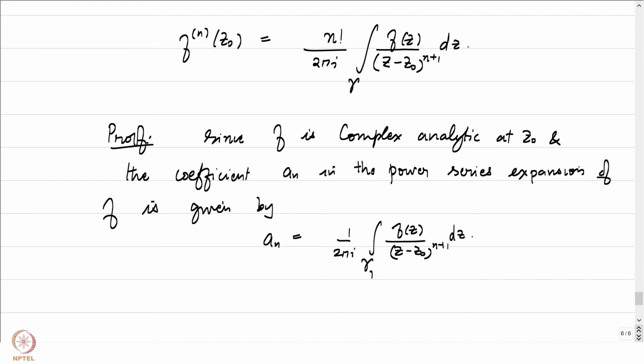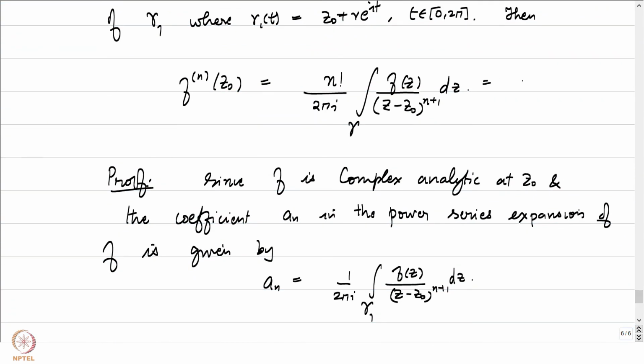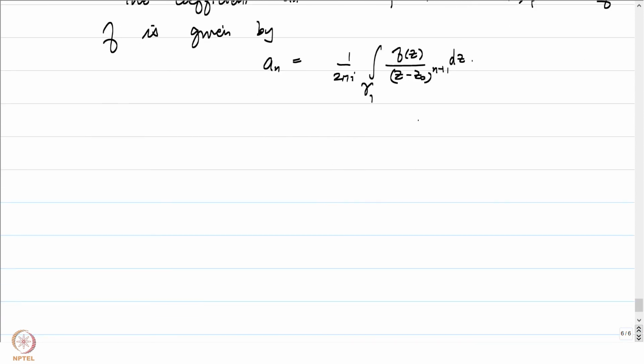Now, since gamma is homotopic in omega minus z0 to gamma 1, this is also in particular equal to the integral over gamma of f of z by z minus z0 to the power n plus 1 dz, by Cauchy's theorem. Since the a_n are the coefficients appearing in the power series expansion of f, we know from our knowledge of power series, which we developed in weeks 2 and 3, that the coefficients a_n can be written in terms of the nth derivative of f at the point z0.